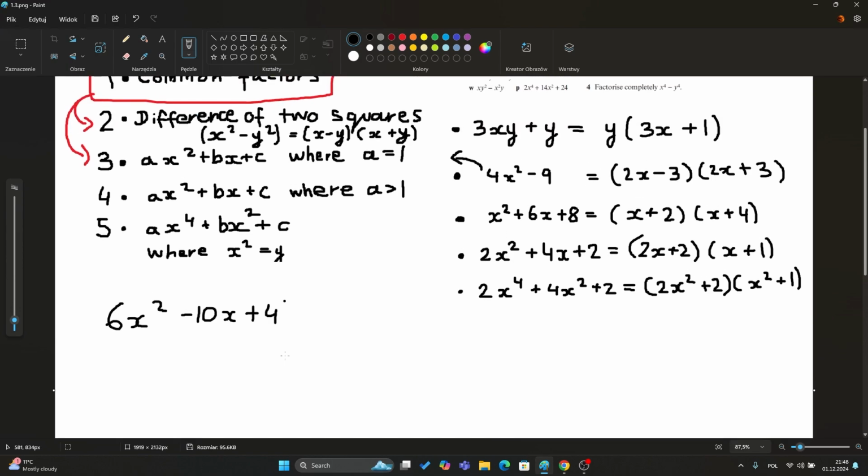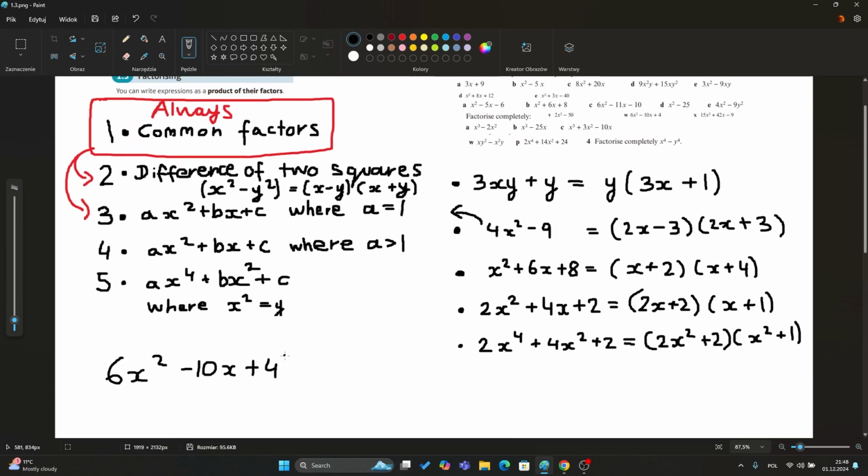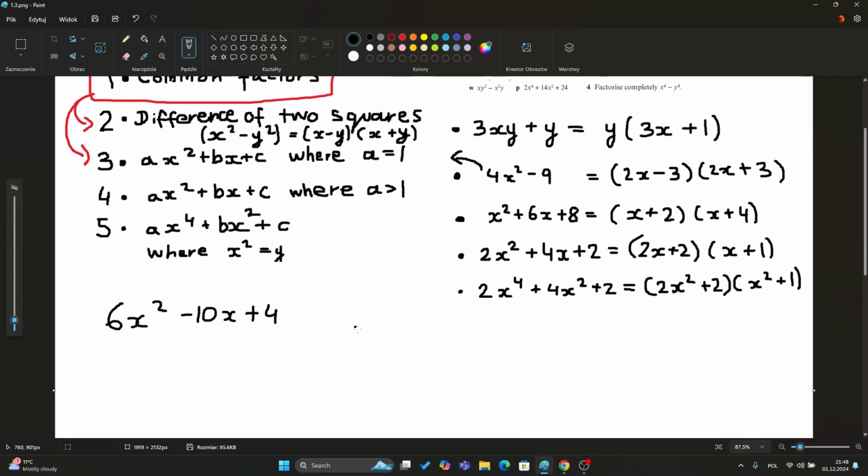And here we got another expression. First we look at the common factors, which are not there, and then we realize that it's in the form ax squared plus bx plus c, where a is greater than 1. So here we do the same as the last question, minus 10 kept the same, and here we multiply to get 24. So 1 and 24, 2 and 12, 3 and 8, 4 and 6.